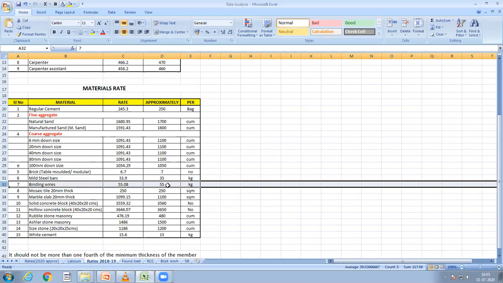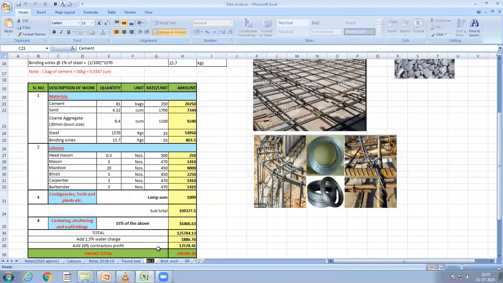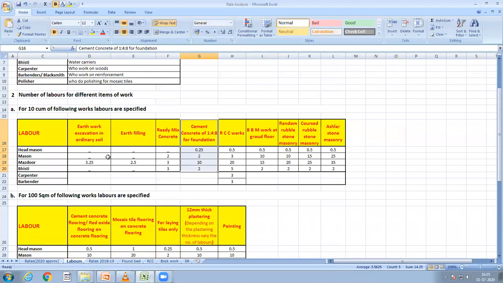You can observe the binding wire rates are more than the steel bars. So the corresponding rates I have written here. Multiply these two columns, that is the quantity and rate per unit column, and you will get the amount. So labors, from this labors table for RCC work, all these labors are required.